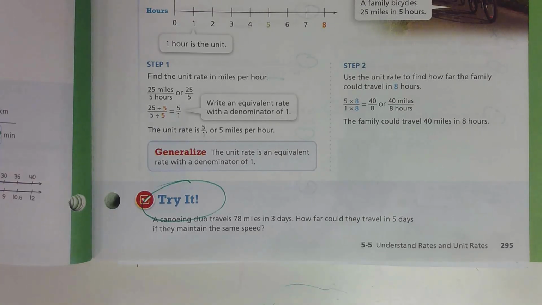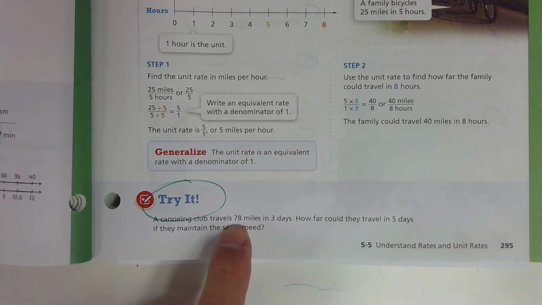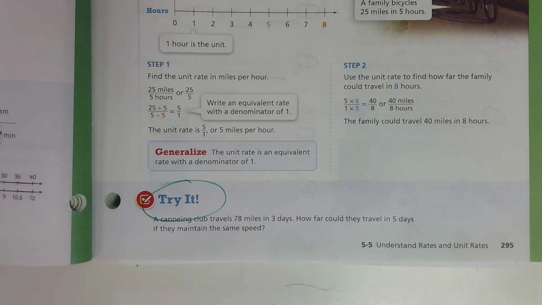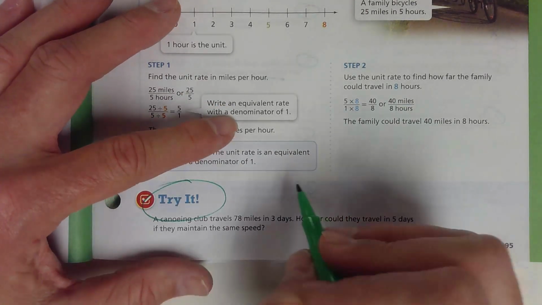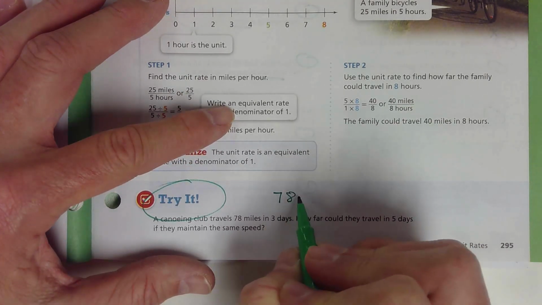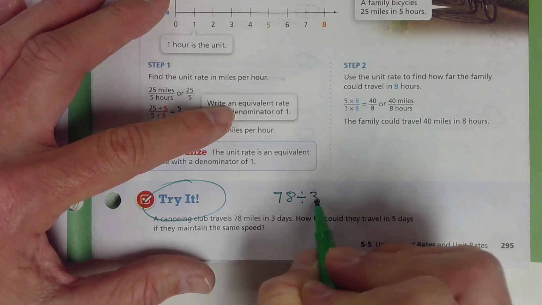Anybody have any idea? They traveled 78 miles in 3 days. I want to know how far they traveled in 1 day. Mr. Karkit, what do you think? Yeah, I didn't quite hear you, but I think you said it would be 78 divided by 3.